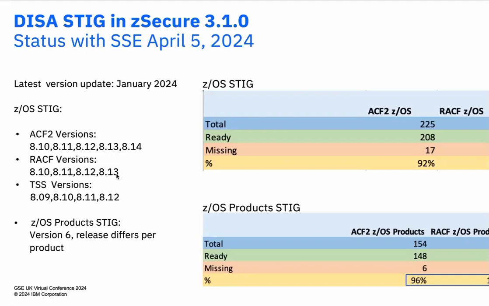So before, in the previous releases of zSecure, we only supported one, the latest, while now we can offer evaluation based on multiple versions. Okay, and our coverage, we have a very high coverage, especially for RACF. Top Secret, it's not used that much industry-wise, so we're still working on it, but we are mainly focusing on compliance reporting for RACF and for ACF2.